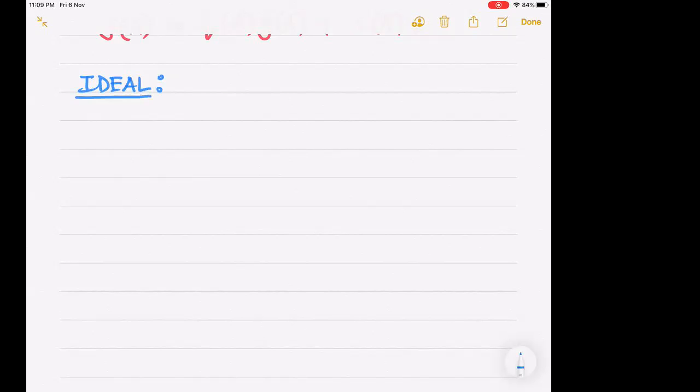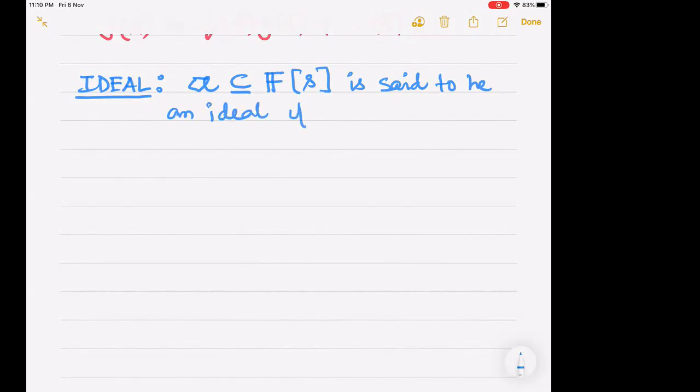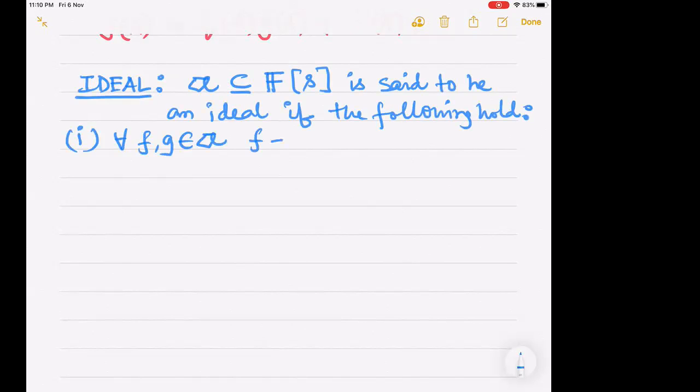Right? So what is an ideal? An ideal is in fact a set, say within the polynomial ring. A subset A is said to be an ideal if the following hold. Number one, for all f, g in A, f plus g is also in A, which means it's closed under addition.